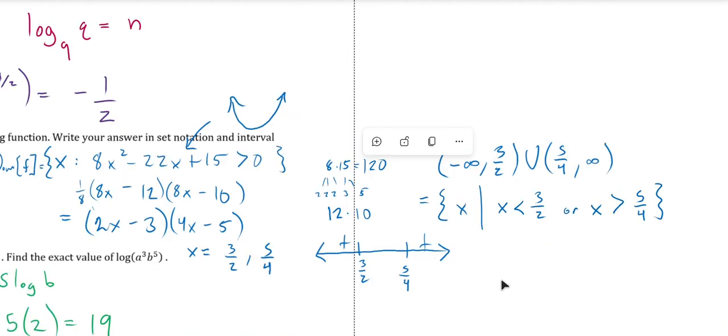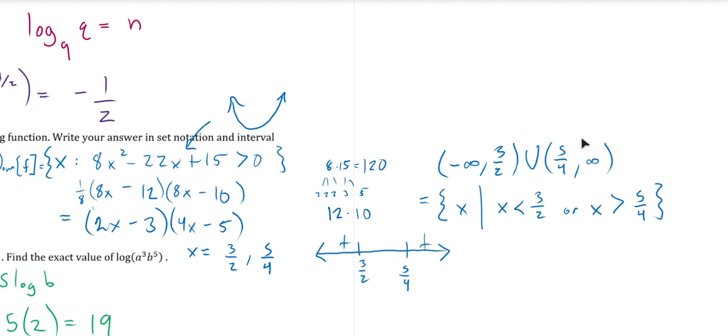Now we want to know how the inequality actually gets solved, since we've just found the zeros. It's a strict inequality, so we're going to use parentheses. And the notion is that since this is an upward-facing parabola, we know where it's going to be positive. It's in the wings. So this is going to be from negative infinity up to 3/2, and also then from 5/4 up to positive infinity.